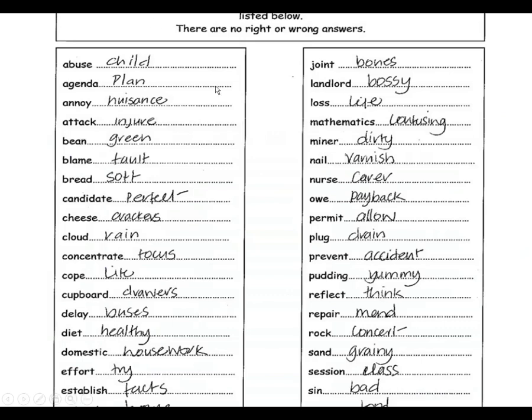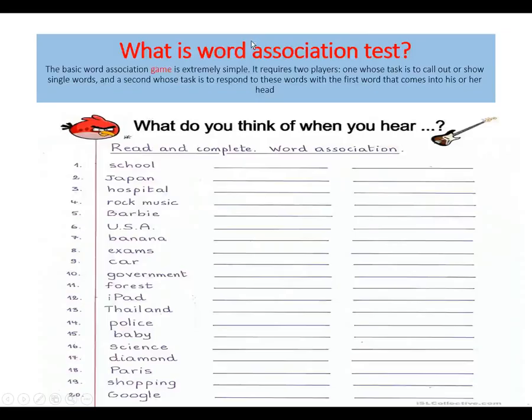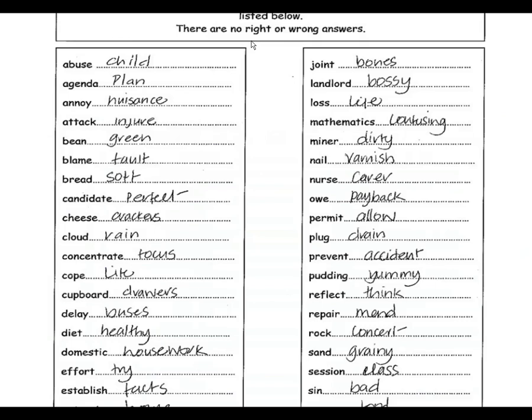Here's also another form of how people get tested in this word association test. People are asked to write the first word that comes to their mind when a particular word is mentioned. And of course, people are instructed that there are no right or wrong answers. For example, here, the word abuse: what comes to your mind here? The word child, agenda, plan.